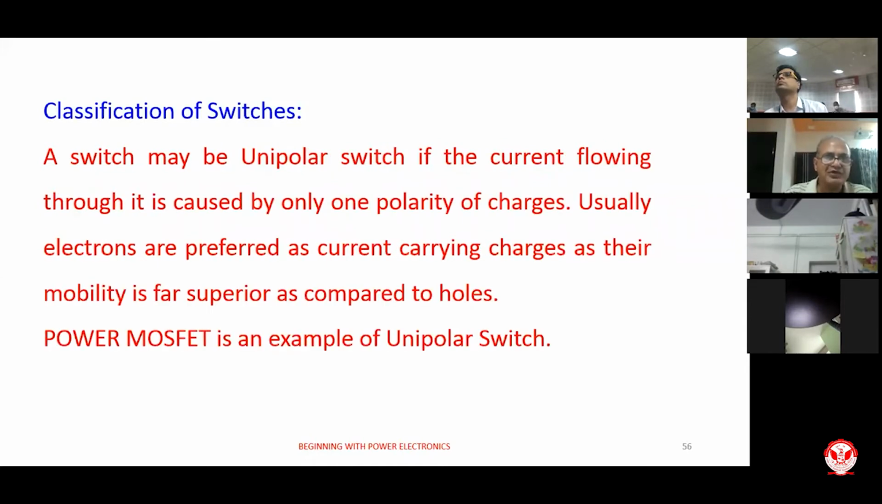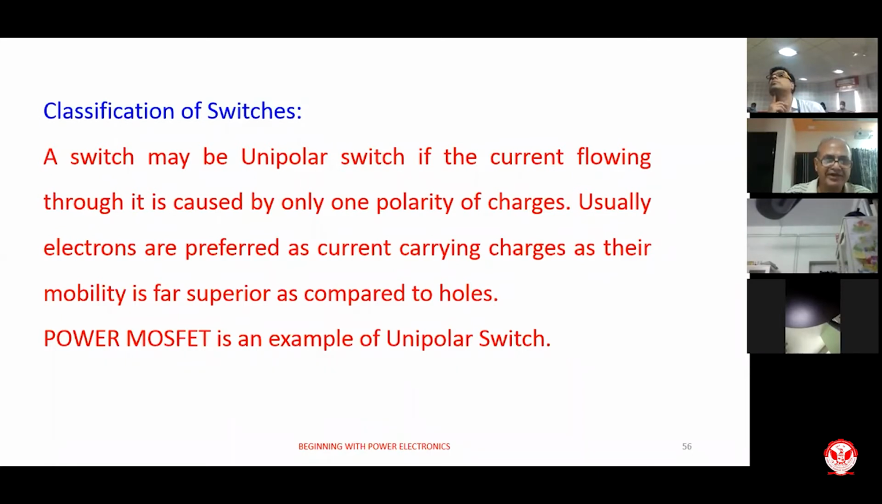A switch may be a unipolar switch if the current flow through the switch is caused by only one polarity of charge carriers. Means you have two polarities of charges. The current movement can be affected because of the movement of holes, or it can be affected because of the movement of free electrons. So if only electrons or only holes are participating in the process of flow of current, we call that switch a unipolar switch. There are some typical switches, like the power MOSFET, which is an example of a unipolar switch.